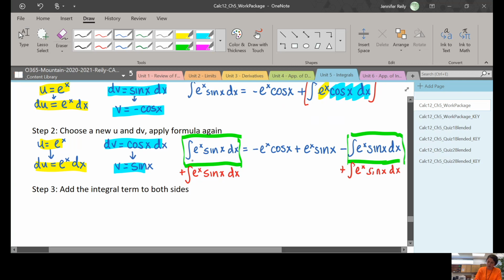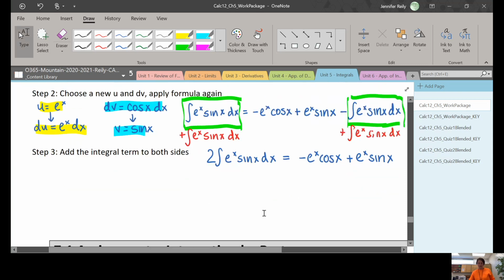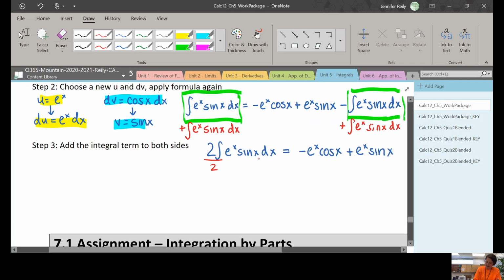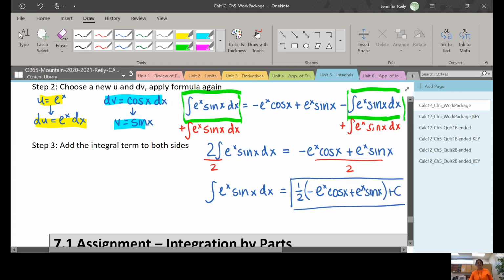Okay, let's see what we've got. So now we have 2 of those on that side. 2 times the integral of e to the x sine x dx equals negative e to the x cos x plus e to the x sine x. Okay, cool. So if I just divide by 2, I have my answer. Kind of weird. So the integral of e to the x sine x dx is just, I'll pull the dividing by 2 out as a half, negative e to the x cos x plus e to the x sine x, plus c. And that's it. So even though it feels like we didn't really integrate, we kind of did.